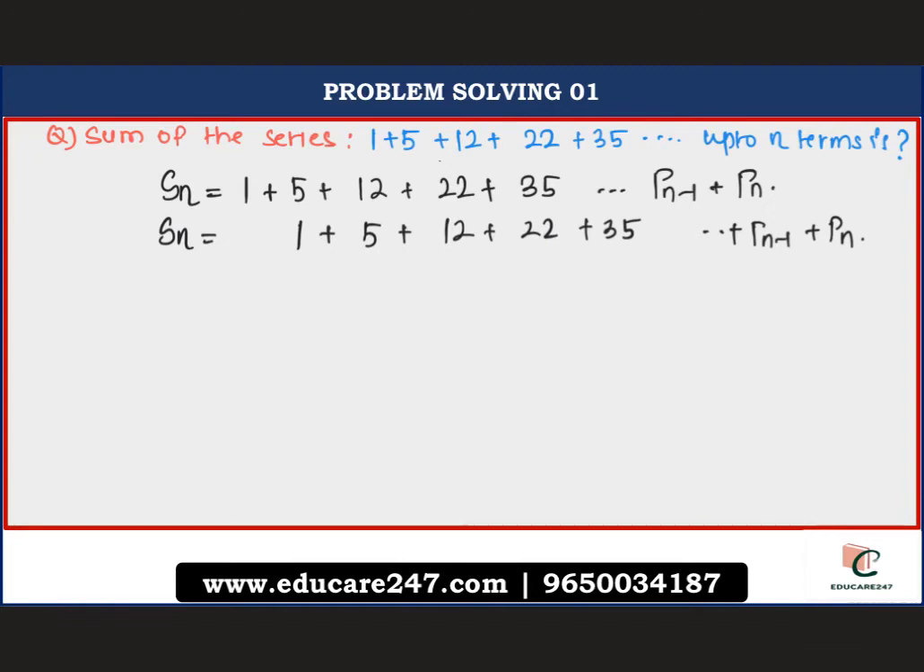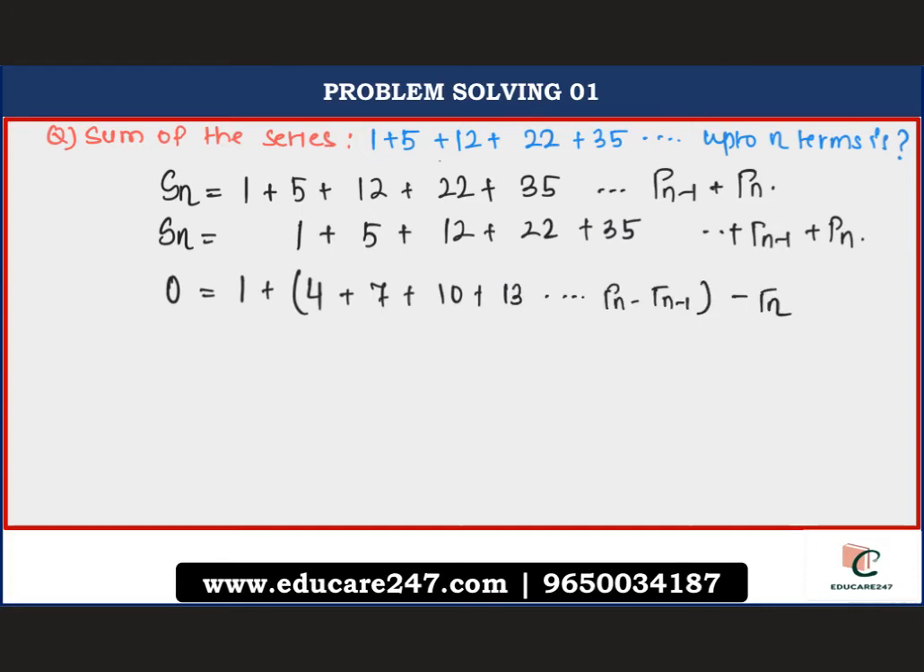What you have here, Sn and Sn get cancelled, so 0. In this, 1 comes down. 5 minus 1 is 4. We'll take this as a completely different series. 12 minus 5 is 7. 22 minus 12 is 10. 35 minus 22 is 13, and so on. So this goes on till tn minus 1, and this tn is left at the end.